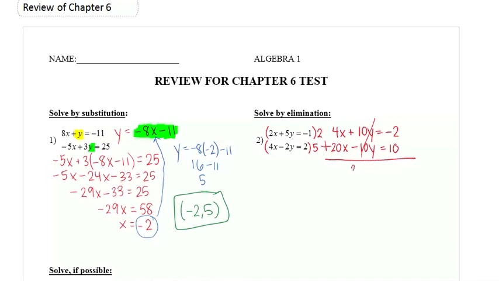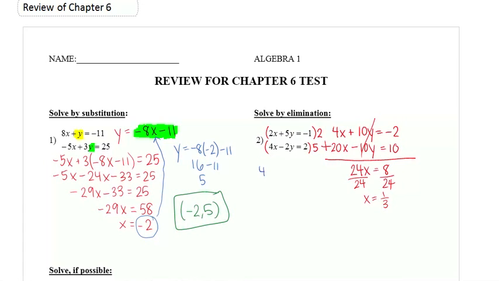4x plus 20x is 24x. -2 plus 10 is 8. If I divide both sides by 24, I just simplify that, and x is 1/3. And now I have to plug that in to find my y. Once again, does not matter which one. I'm just going to plug it in to my second one right here.